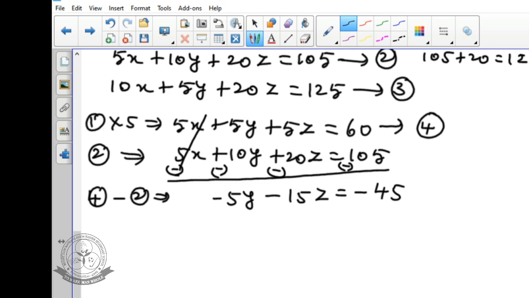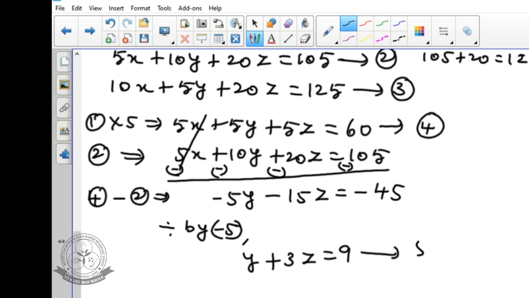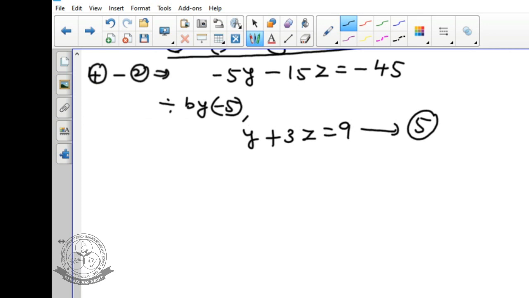This one we have to divide by minus 5. Divide by minus 5. So we get our equation: y plus 3z equal to 9. This is equation number 5.